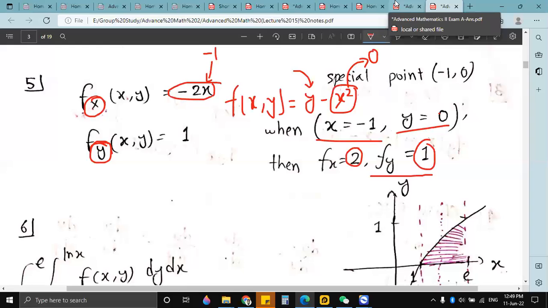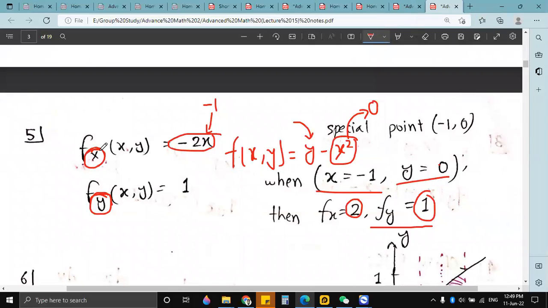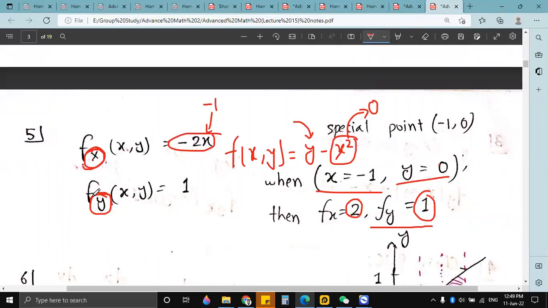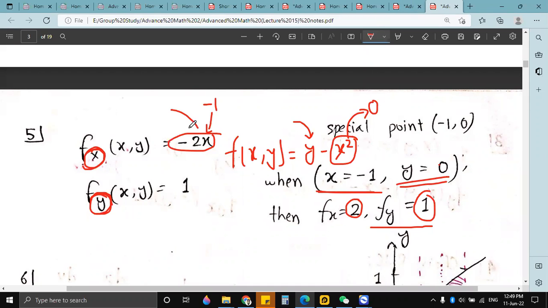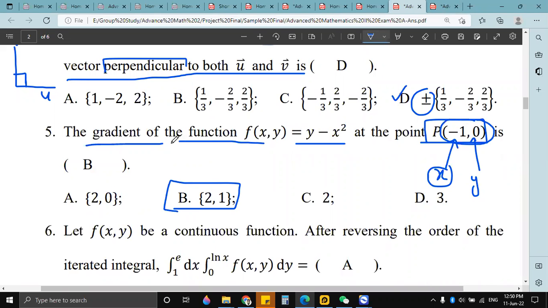Okay, guys, this is the way we find it. Firstly, we find the partial derivative with respect to x and with respect to y separately. And then we have to substitute the value of x and y. In the point, this is the value of x and this is the value of y. So we substitute these two values in the partial derivative results, and then we get the gradient.